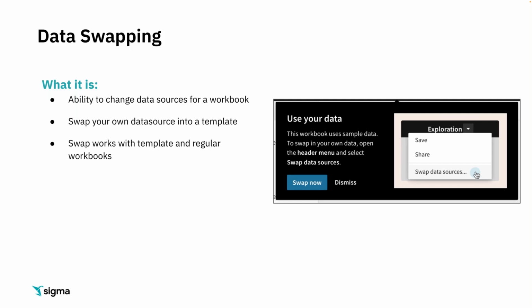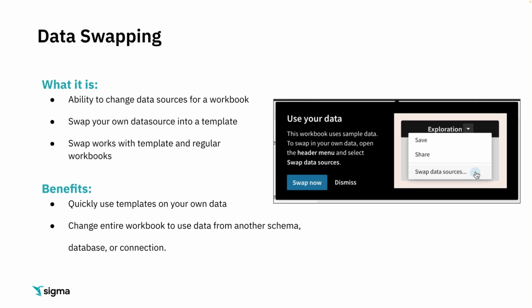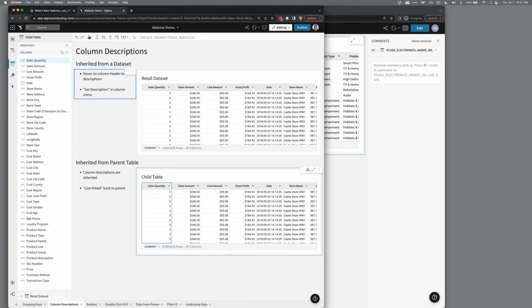But data swapping can also be used in other contexts, even if you're not using templates. If you have just a regular workbook and you want to change the source that the workbook's using, you want to rewire all the data sources in your workbook, you can do that with data swapping. So if you have a dev database or a different connection, you can take the workbook, use swap now, and remap everything in one shot to another database or another connection. So really nice feature for development and prototyping there.